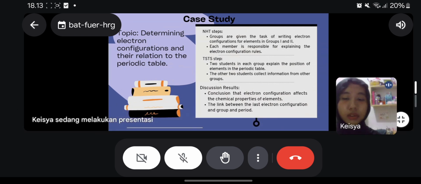Through these activities, students not only understand the electron configuration, but can also see its relationship with the chemical properties of elements in the periodic table, such as high reactivity in group 1A.